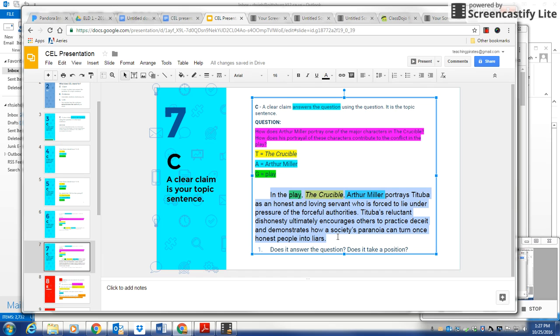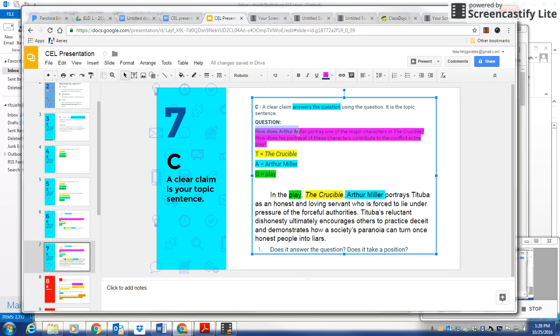Okay, so now this is my topic sentence. Notice how it's about 2 sentences long. Yours can be 1 or 2 sentences. Just make sure that it answers the question. So here's my sentence. In the play, The Crucible, Arthur Miller portrays Tituba as an honest and loving servant who is forced to lie under pressure of the forceful authorities. Tituba's reluctant dishonesty ultimately encourages others to practice deceit. It demonstrates how society's paranoia can turn once honest people into liars.